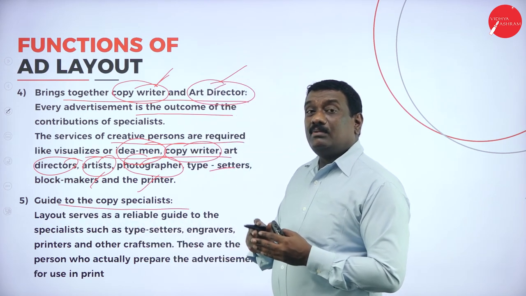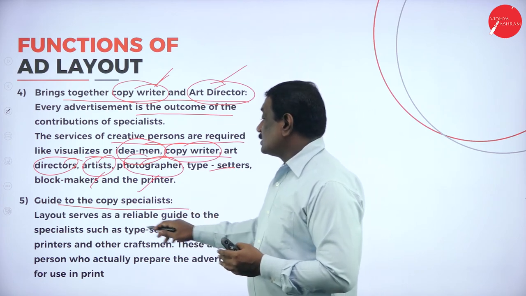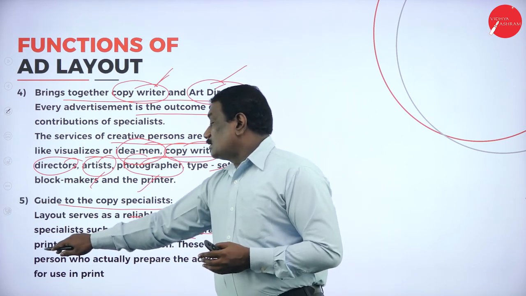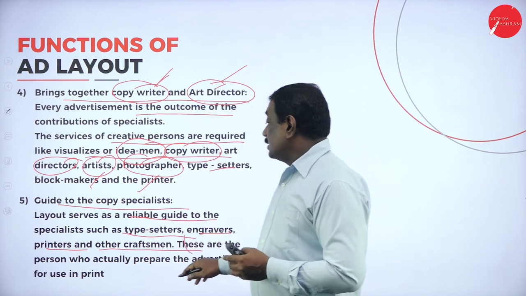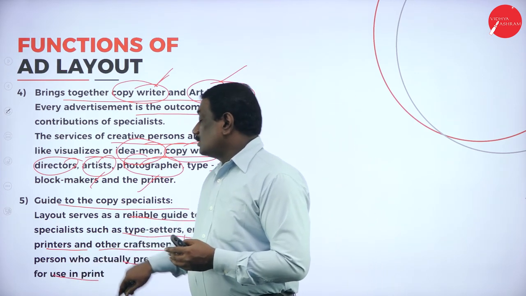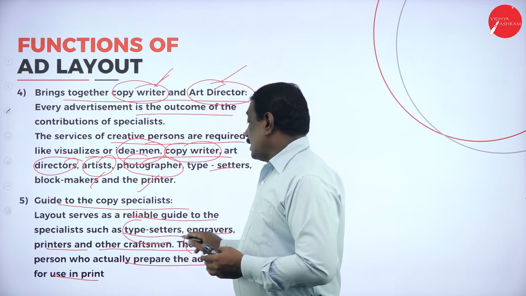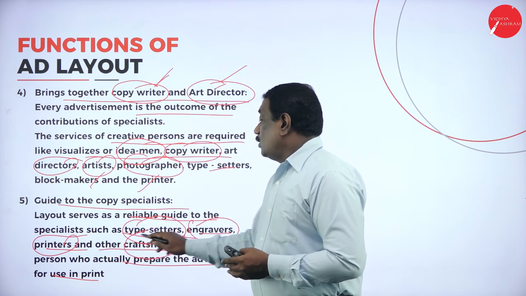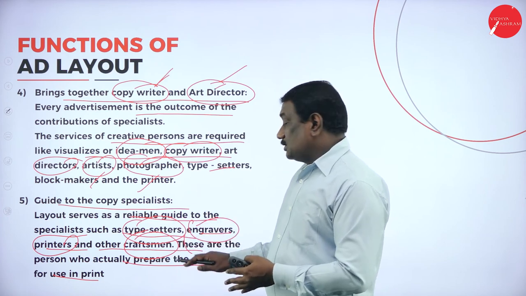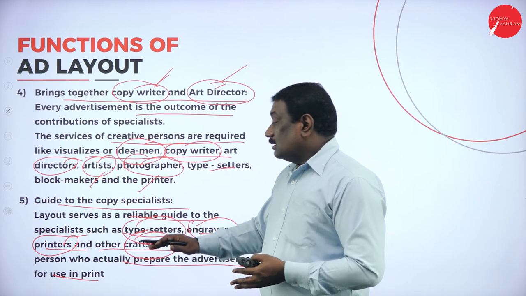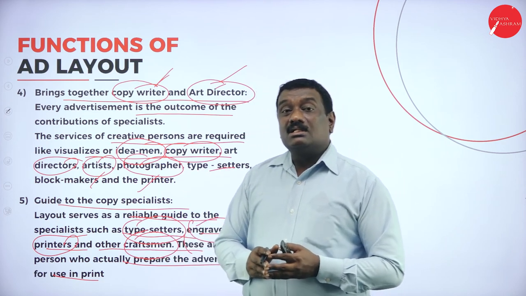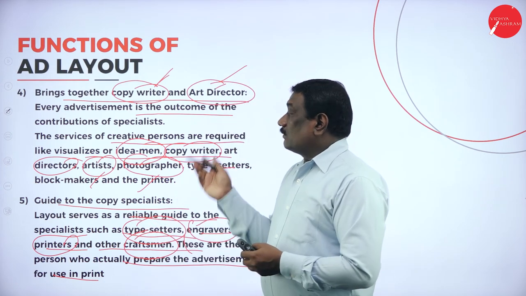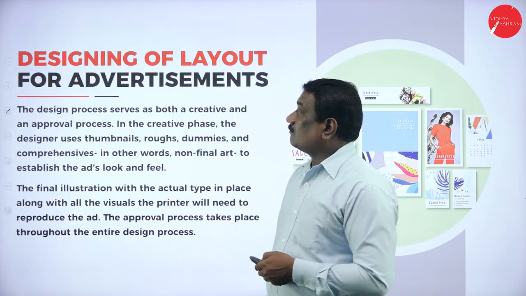So this advertisement layout will act as a guide to the copy specialist because it serves as a reliable guide to specialists, such as type setters, engravers, printers and other craftsmen, because these are the persons who actually prepare the advertisement for use in print. So these are the people: the type setters, engravers, printers and other craftsmen. They are very important, and they are the persons who are going to prepare the advertisement for use in the print media, or to get it printed. So that is why the advertisement layout acts as a guide to the copy specialist.